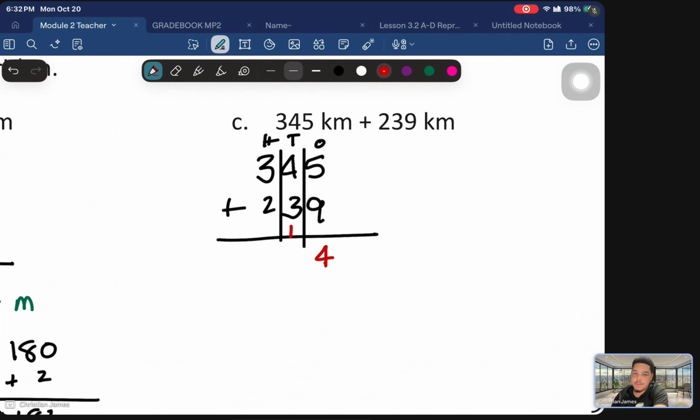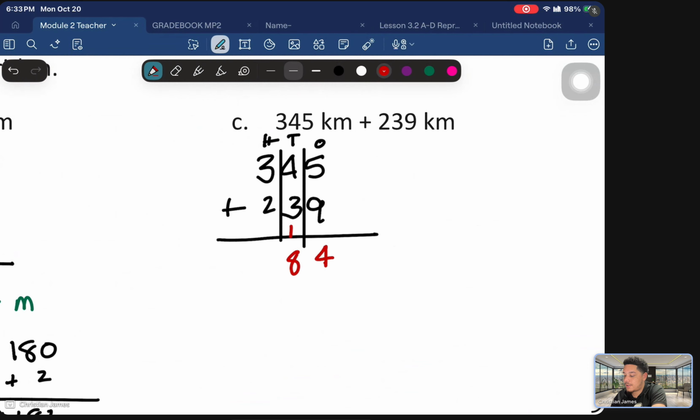Now let's look at our tens place. We have 4 and 3. But if they're tens numbers, that's 40 and 30. Okay? Because 5 ones plus 9 ones makes 14 ones. But we're moving our 10 to the tens place. So now you got to do 40 plus 30. Okay? And I know that 40 plus 30 is 70, plus 1 more makes 80.